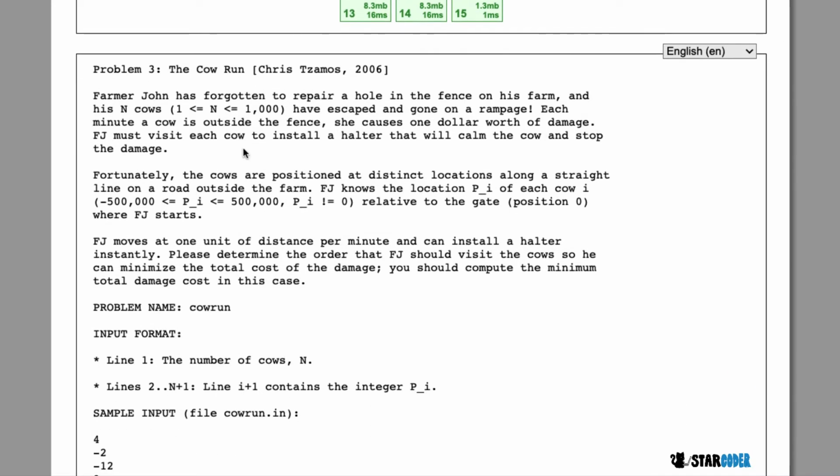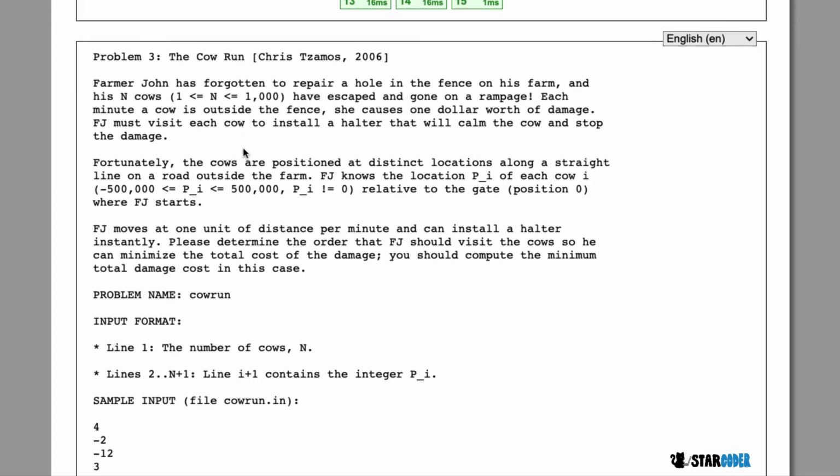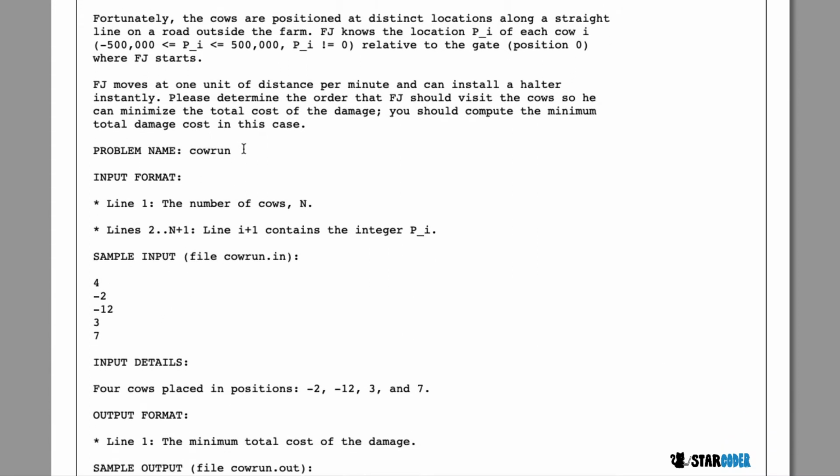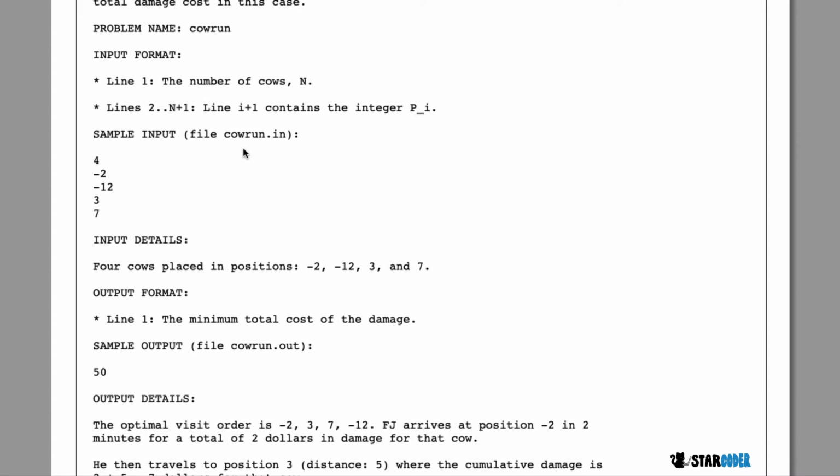Farmer John is going to move at 1 unit of distance per minute, and he's going to stop a cow every time he reaches the location that the cow is in. What we want to do is find the minimum total amount of damage cost that could possibly be inflicted. So let's go look at the algorithm for this question.